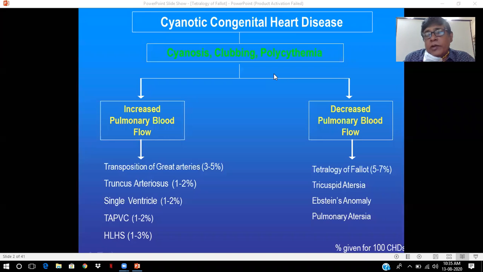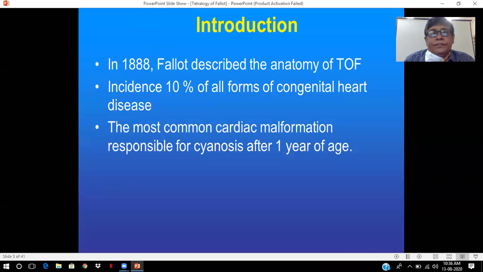And diseases with decreased pulmonary blood flow: tetralogy of Fallot, tricuspid atresia, Ebstein anomaly, and pulmonary atresia. These four have something in common, which is called Fallot physiology. Next slide.